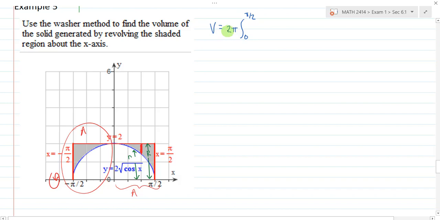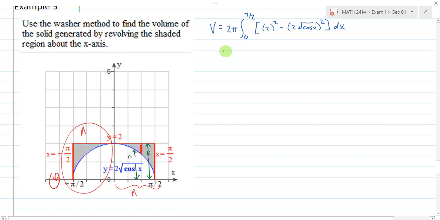So when I set up my integral, I've got 2 times, because I'm doubling the volume, pi times the outer radius squared minus the inner radius squared, and I'm integrating with respect to x. My bounds are found along the x-axis here. Does that make sense? Where did this 2 come from? Because I'm doubling the volume. I'm only finding the volume for half of this shape because of symmetry. Where did this 2 come from? From the y equals 2. It's the distance from the axis of revolution to the outside edge of your shaded region. And then this is the inner radius. It's the distance from the axis of revolution to the inside edge of my shaded region.